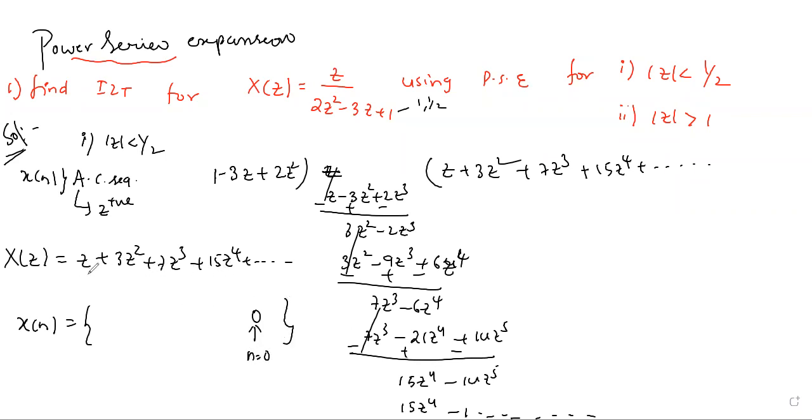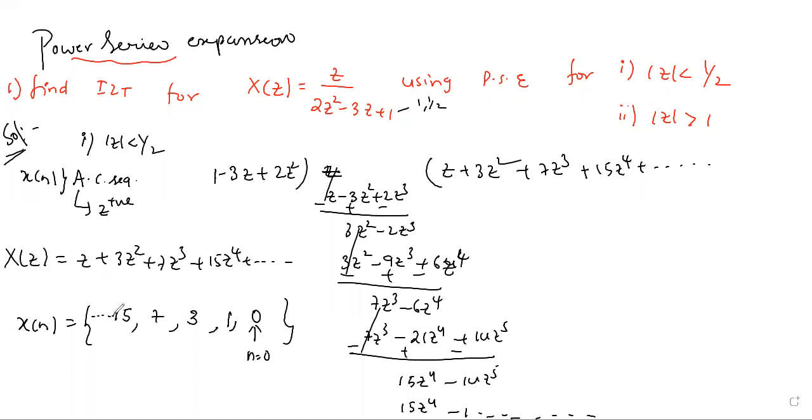Now when n equal to minus 1, the z power 1 coefficient is 1. N equal to minus 2, the z square coefficient is 3. N equal to minus 3, the z cube coefficient, n equal to minus 4, the z power 4 coefficient. Like that this sequence is repeating. Okay, negative sided sequence, anti-causal sequence. This is the case when ROC is less than its pole, the minimum of poles.